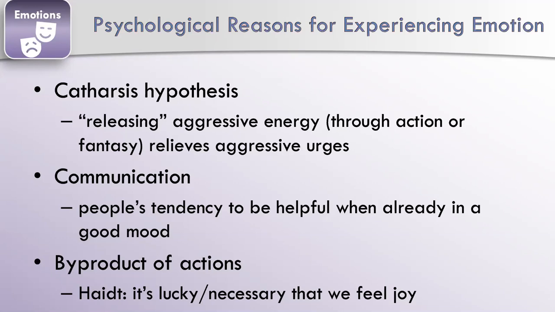I've already talked about signaling in an evolutionary context, but communication might just be helpful psychologically to be able to share what moods we are in so that people know whether to approach or not approach. Catharsis was something that is in line with Darwin's third hypothesis. Emotions might also just be a byproduct of our actions and behavior.